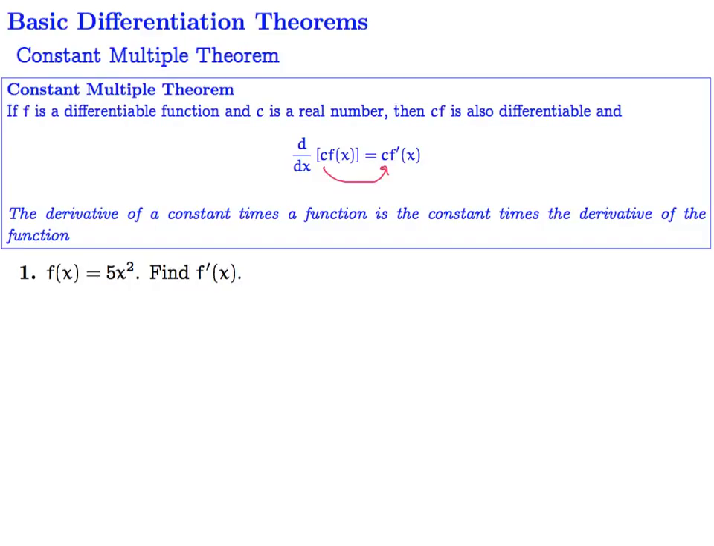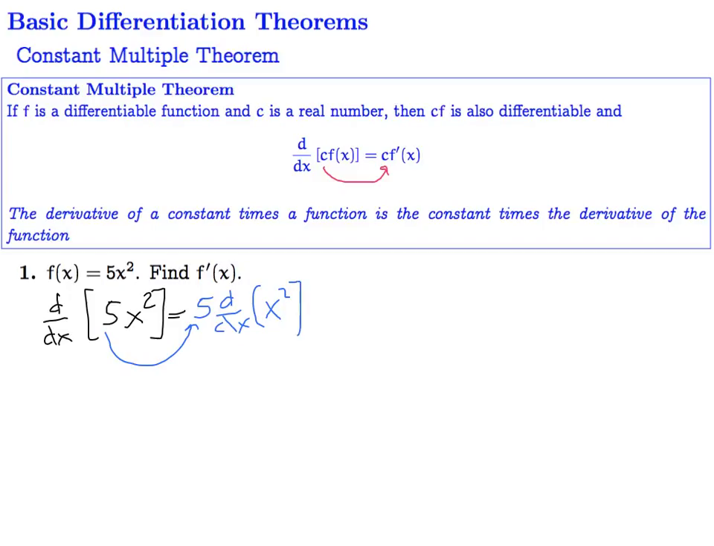So we're going to start with a function, 5x squared, and we want to find the derivative of it. So let's set this up. We want to take the derivative of 5x squared. And what our constant rule says is we can take this 5 and move it out of the derivative, so that now we're left with 5 times the derivative of x squared.